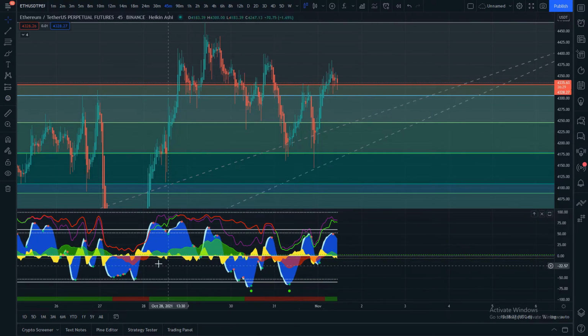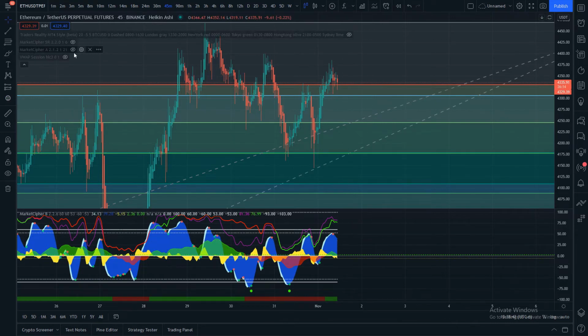We got the money flow. So obviously when the money flow is in the green and we're going into the red, you're looking to short. When the money flow is in the red and it's starting to go up to the green, you're looking to long. Momentum waves, the VWAPs, RSIs. It's got a little bit of everything. And there's also Market Cipher A, which gives you little trend reversal indicators.